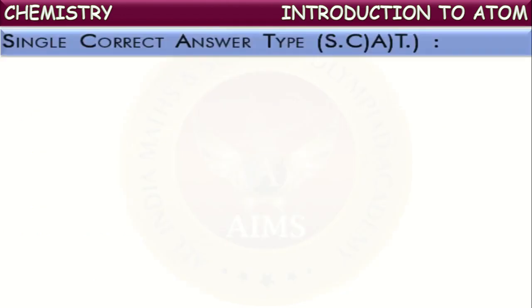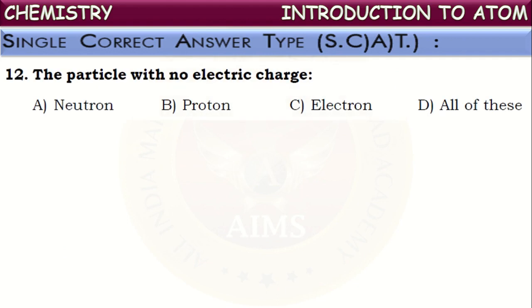Now let us go through the single correct answer type questions. See the first one among those. The particle with no electric charge is. See here, the 3 fundamental particles are mentioned in this. Electrons, protons and neutrons. We know electrons are having negative charge, whereas the protons are having positive charge.